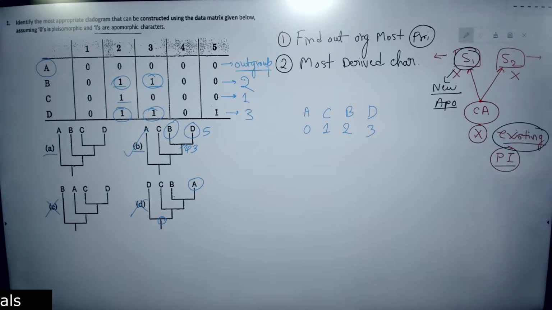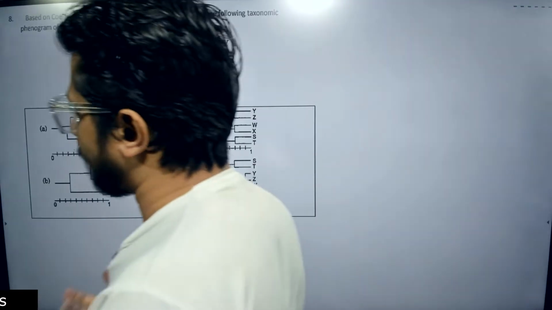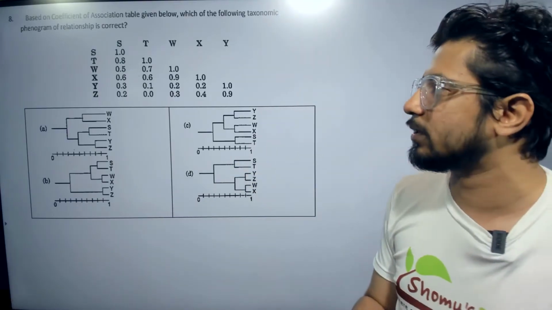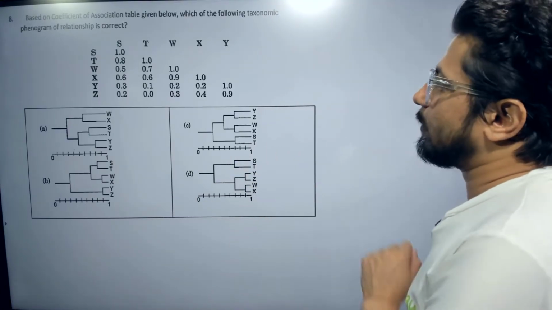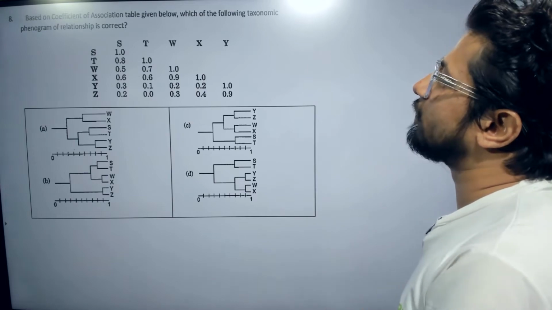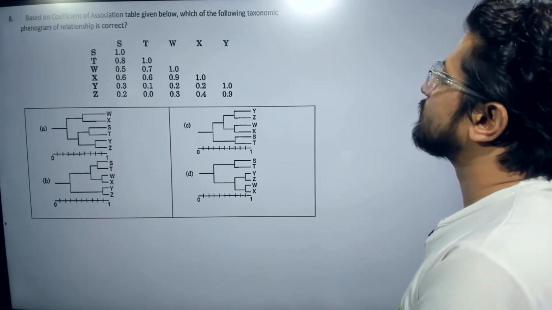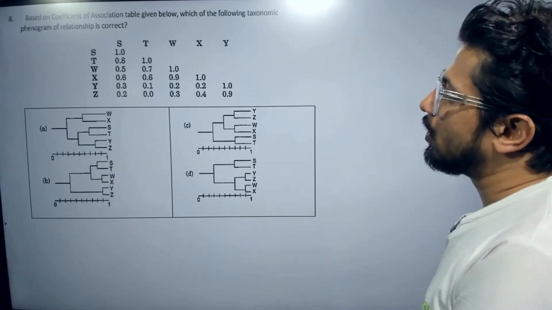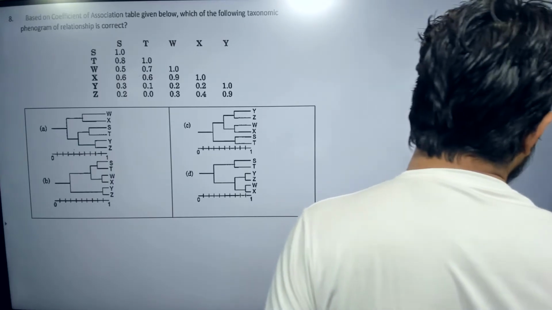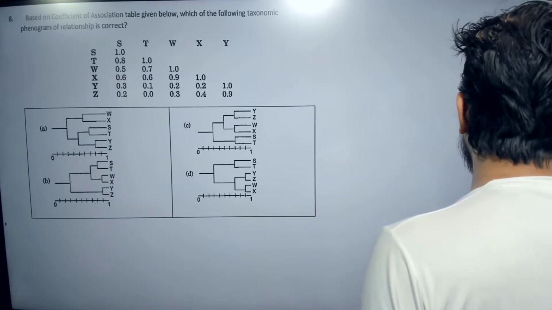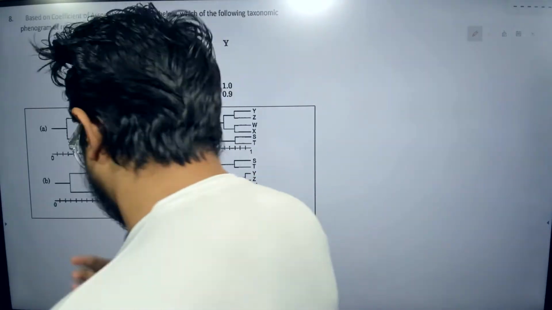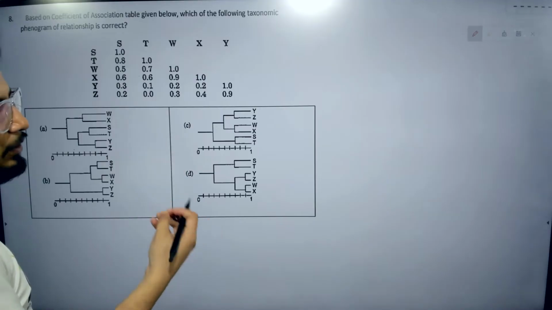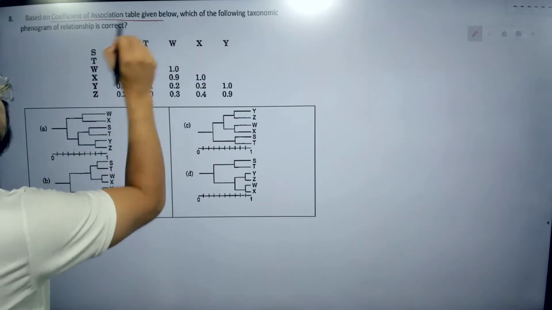Now this problem that we are going to move into is a little complicated, and this is another question from CSIR NET Life Science previous year's question paper. This one stated, based on the coefficient of association table given below, which of the following taxonomic phenograms of relationship is correct? So coefficient of association, there is a new term here. You may not always get the same question every single year of the CSIR NET exam, so you may find a new question, a coefficient of association table.